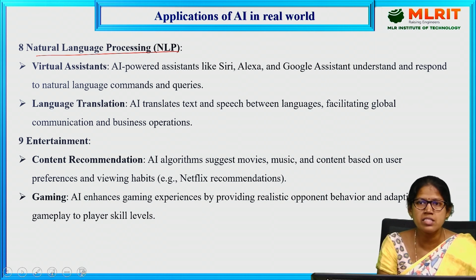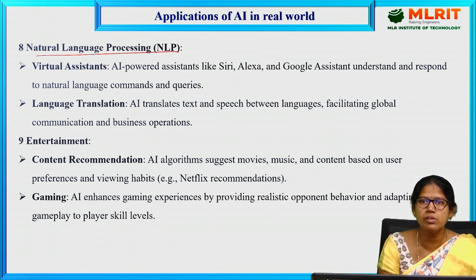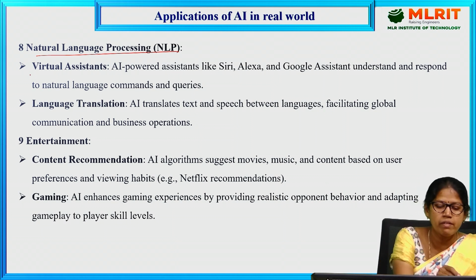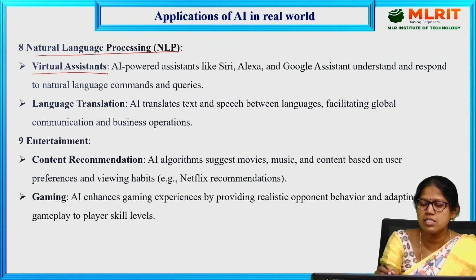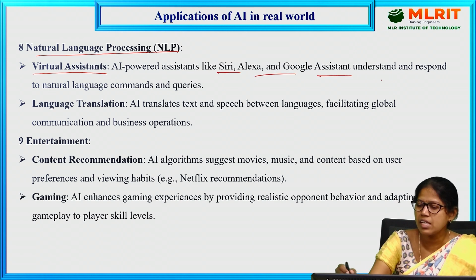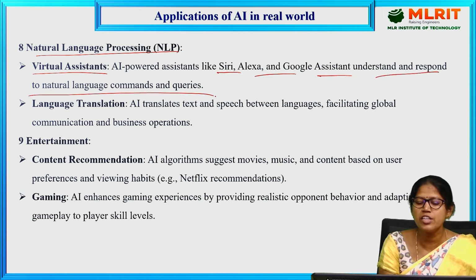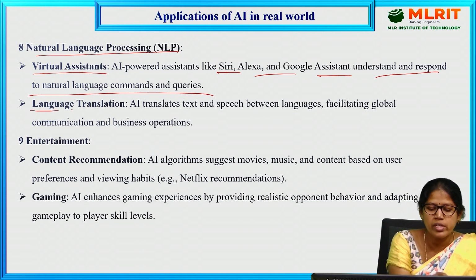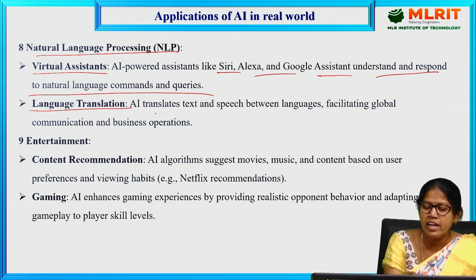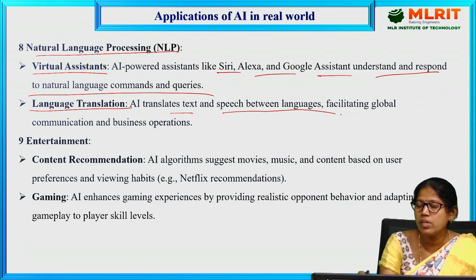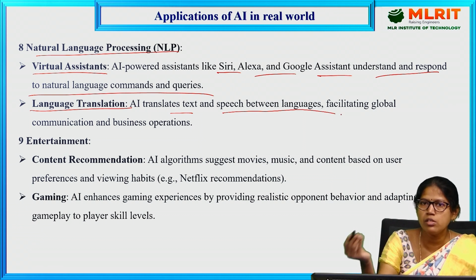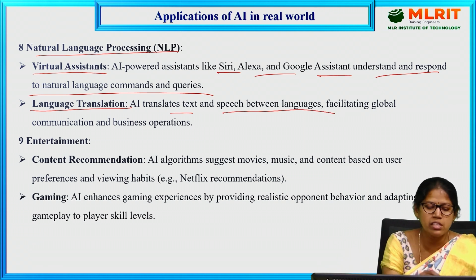It will understand our human language and it will give the answer also, and it will produce some result. The first one is virtual assistant. Siri, Alexa, Google Assistant understand and respond to natural language and commands and queries. The next one is language translation. AI translates text and speech between languages, Telugu to Hindi, Hindi to English, English to Spanish, like that. It will translate the languages.